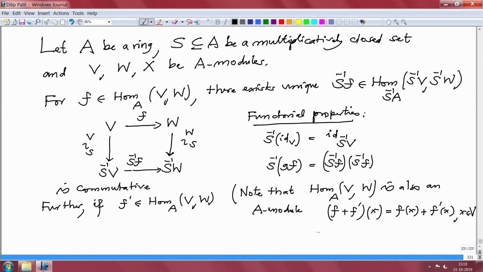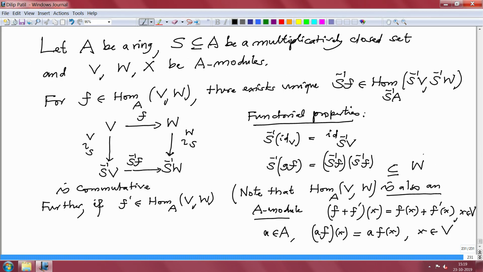And what is the scalar multiplication? If I have a in A, then a f evaluated at x is you take f x, this is in W, and use the scalar multiplication in A to define this. So this is also defined for every x in V. So with these operations, this becomes an A module. It is very easy to check that this is an A module with this addition and this scalar multiplication.